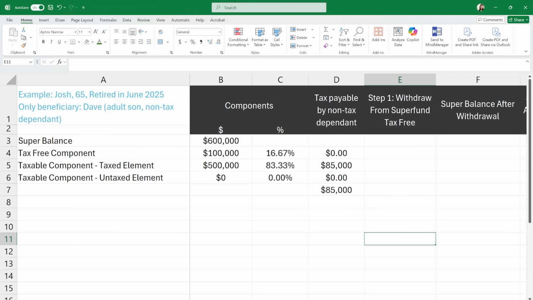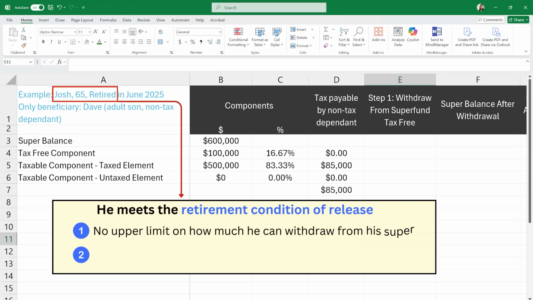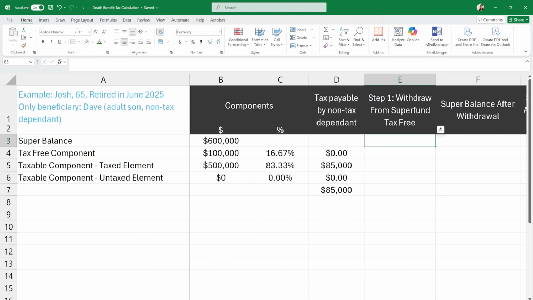Here's how it works. Step 1. Withdraw from super fund tax-free. Josh is 65 and retired, which means he meets the retirement condition of release. As a result, there is no upper limit on how much he can withdraw from his super, and any withdrawals he makes are completely tax-free. These are ideal conditions for starting a recontribution strategy. So right after his retirement in June 2025, Josh took out $480,000 from his super.